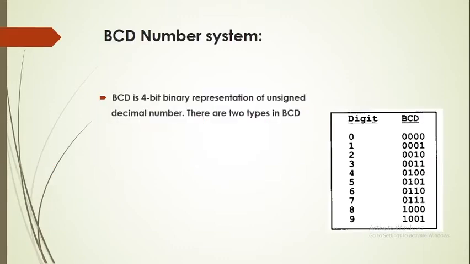Let's start with BCD numbers. The BCD number is needed because people usually use the digits from 0 to 9, and these digits are represented by BCD numbers as in the following table: 0 as 0000 and 1 as 0001 and so on. And we have two types of BCD.